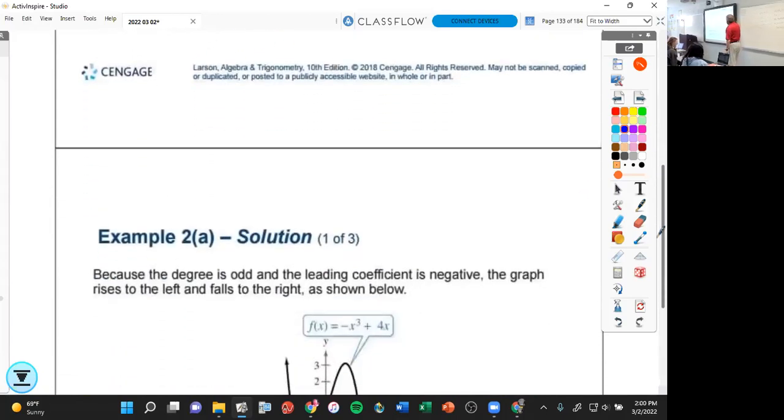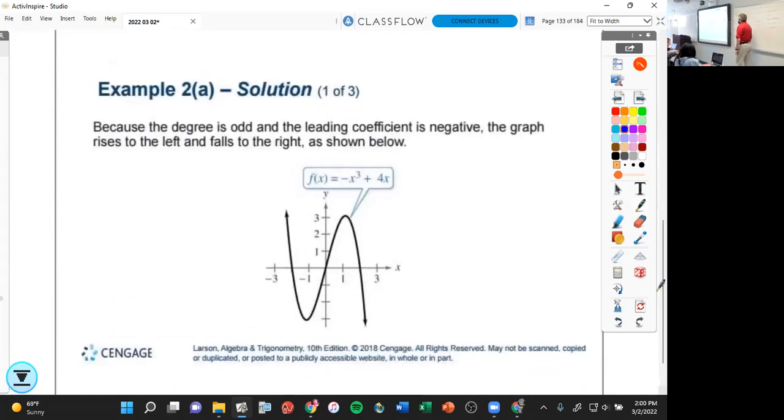Moving right along. Here is their explanation of part A. They actually have a graph of it. By hand? Oh, we'll talk about it. That actually takes longer. It takes more time than just looking at it and saying it's an up, down. Well, sure.